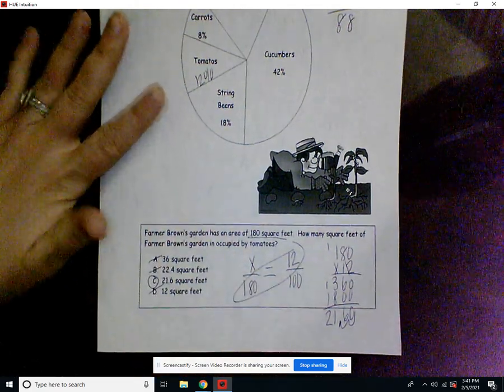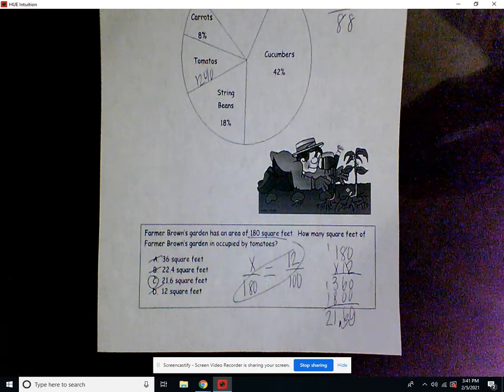Okay, so your homework is going to have a circle graph on it, and the rest will be a review.